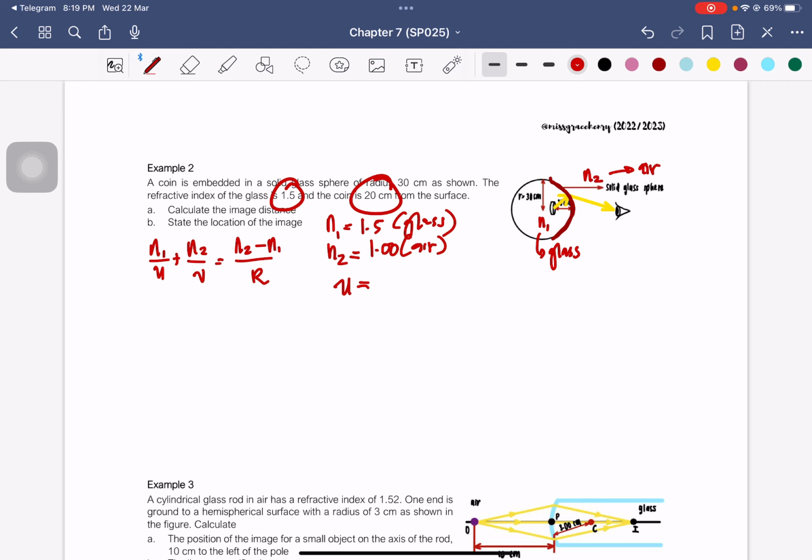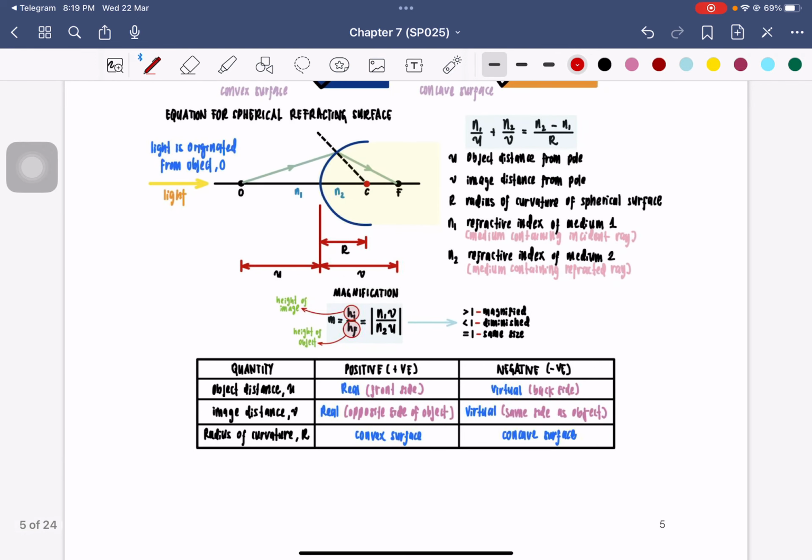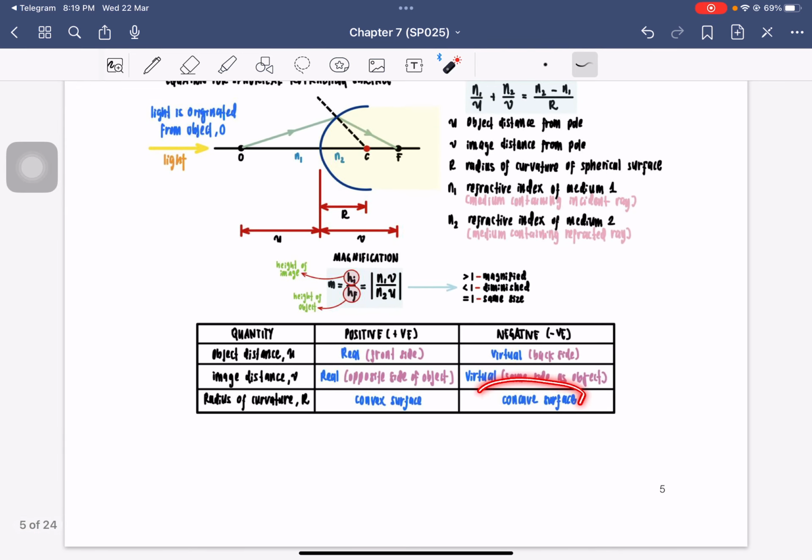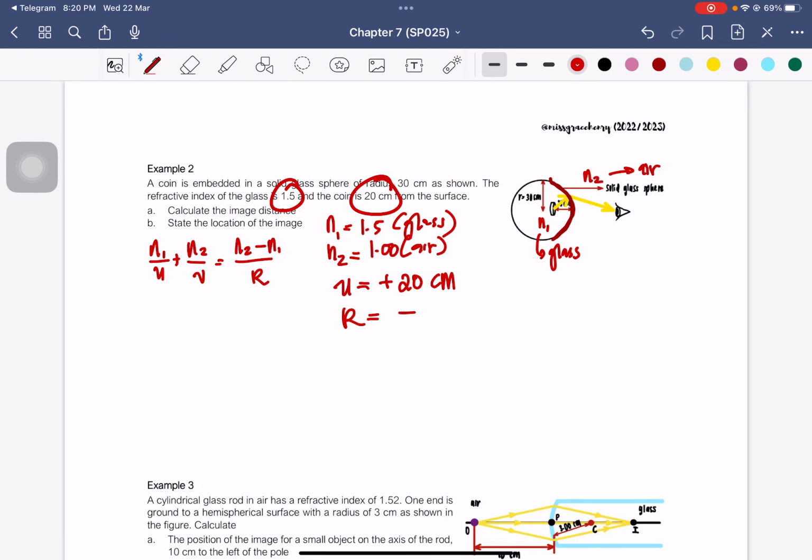Since it is in front of the mirror, it's gonna be positive. So that is positive 20 centimeter. Okay, so we have all of this. Now we just have to find r. So r is also given, which is the radius of curvature, and this is a concave surface. So for a concave surface, the radius of curvature is gonna be negative. Okay, so it's gonna be negative 30 centimeter.